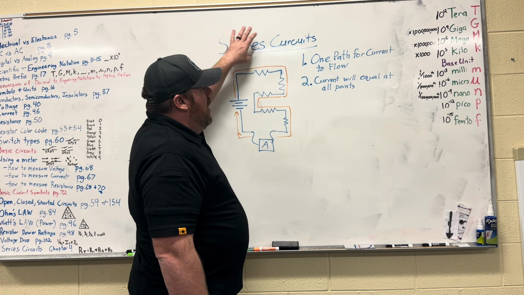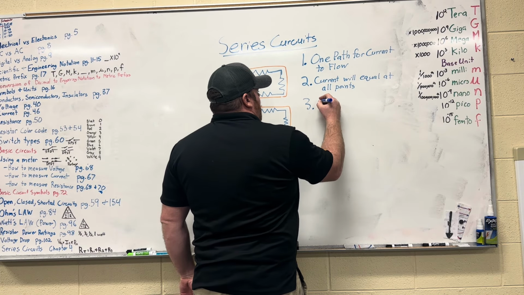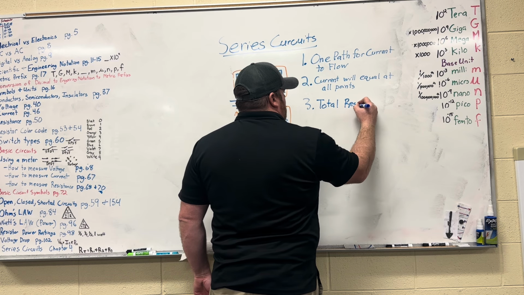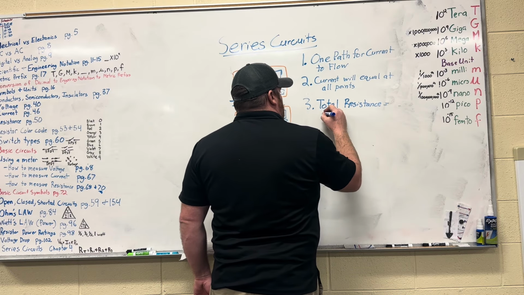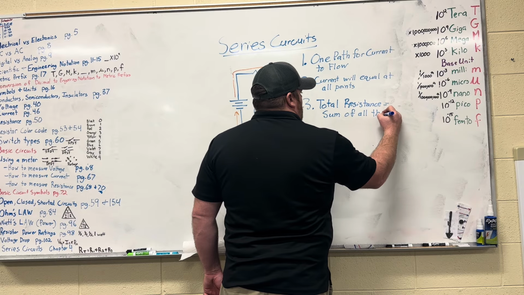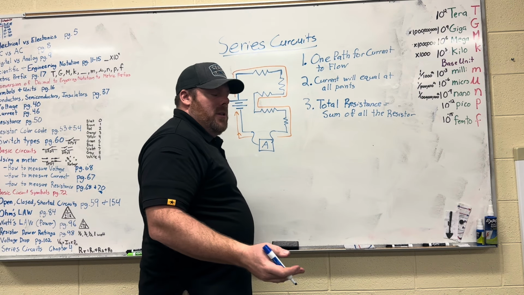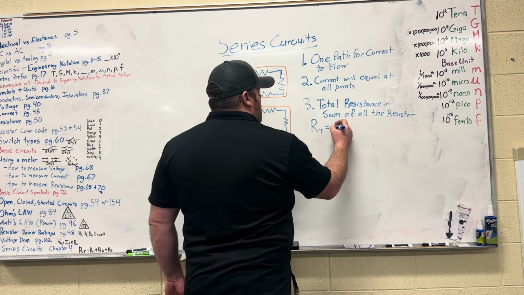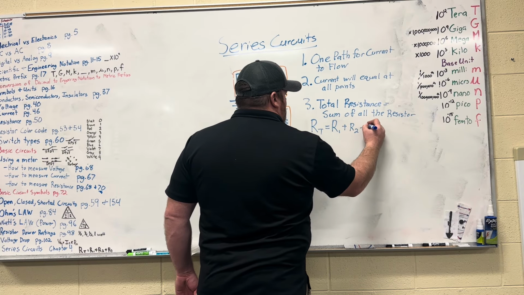All right, so based on these two rules, there's only one path of current flow, which makes a series circuit, and current will be equal at all points. And then the total resistance of a series circuit is equal to the sum of all resistors. And the mathematical expression that we use for that would be RT, so the total resistance is going to be equal to the sum of each of the resistors together.